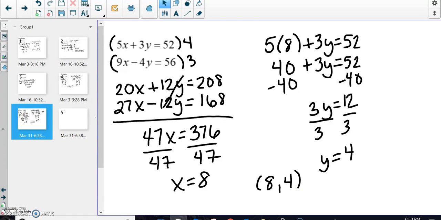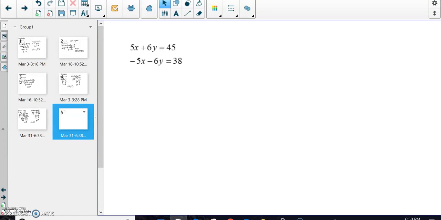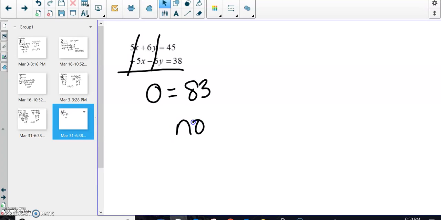The third example that we have here, I already have opposites, so I don't need to multiply. And you're going to notice something, everything is going to end up being eliminated. So if you look, I don't need to multiply by anything, but I eliminate my x's and I eliminate my y's, and I end up with 0 equals 83. Well, that is not a true statement. So since this happens, I would have no solution. So here's an example of no solution. This is how you solve a system of equations by elimination.